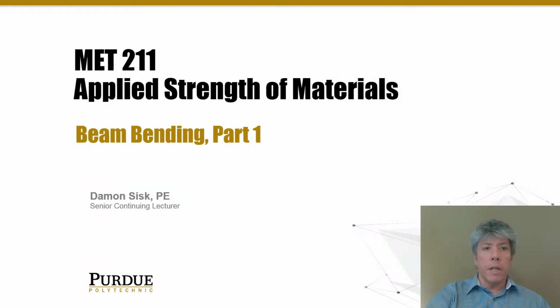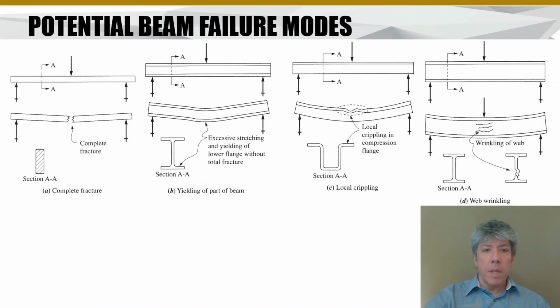Let's move on and study the bending of beams now. There are several different potential failure modes for a beam. There's the simple fracture type, that's part A there in the figure, where the beam simply breaks at some point. Of course, if a beam is simply supported with a load in the center, then the maximum moment is in the middle of the beam, and that maximum moment is what causes failure.